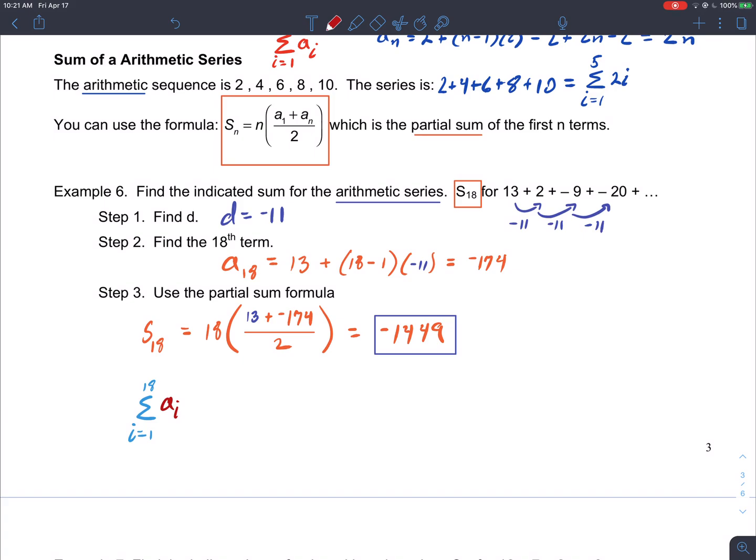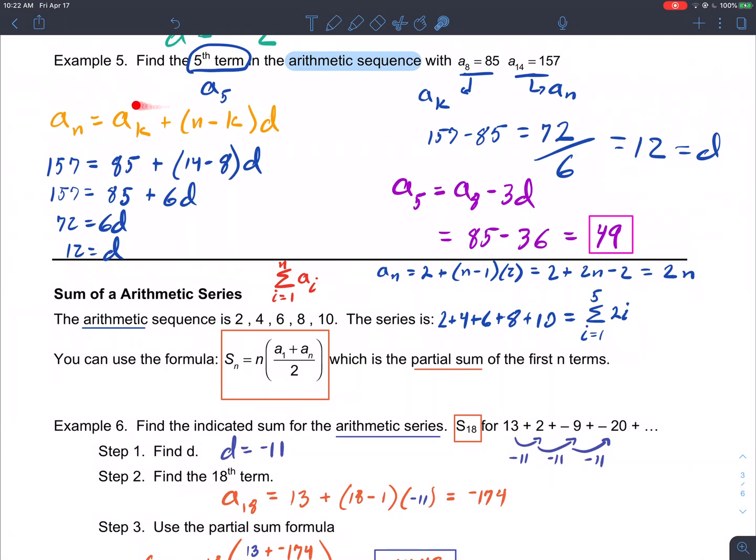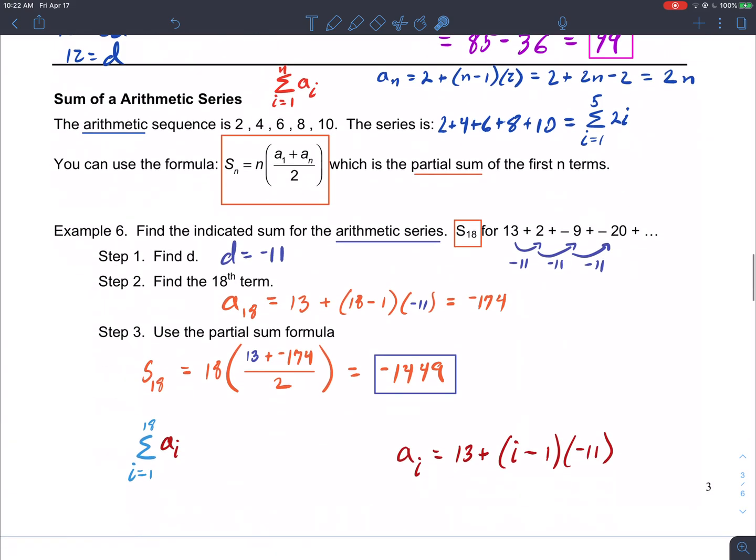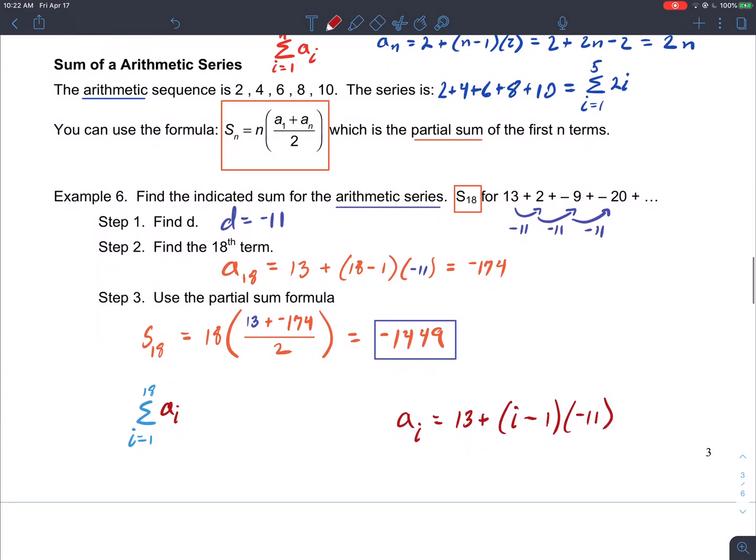Well, that's going to be a sub i equal to the first term, 13, plus i minus 1 times the common difference, negative 11. Again, I'm using this formula up here, but rather than using n, I used i, and rather than using k, I used 1, because this k just represents the numbered value of whatever term you used before the one you want. I'm using the first term, so k is 1, and a sub k is the first term, 13.